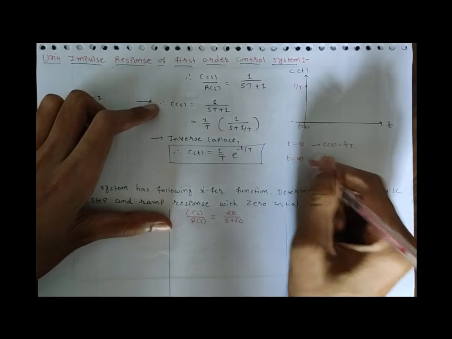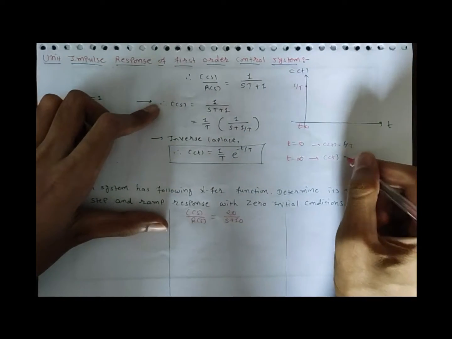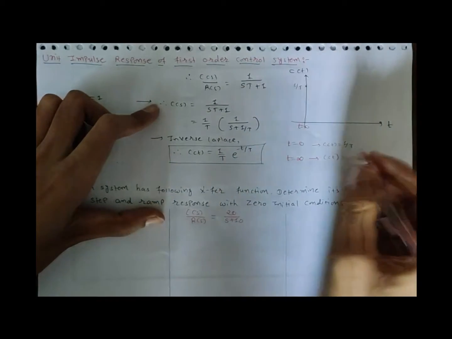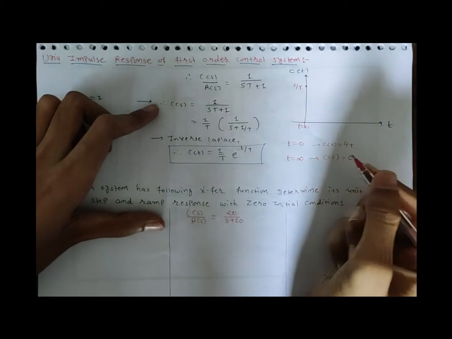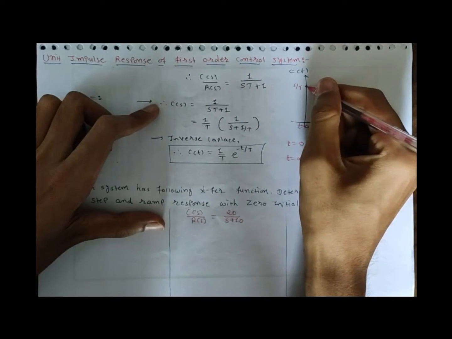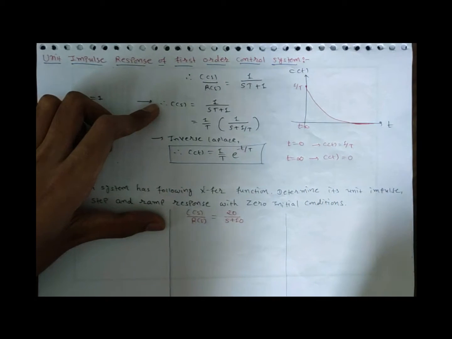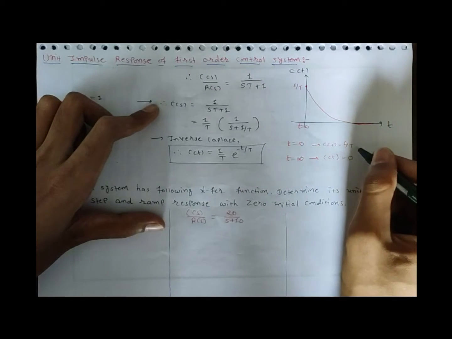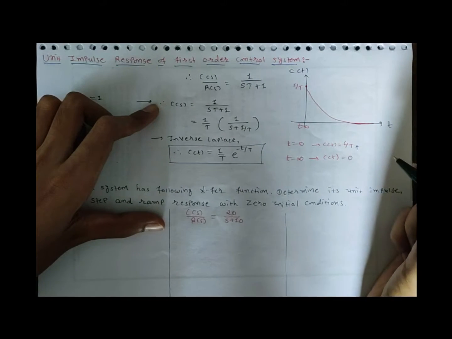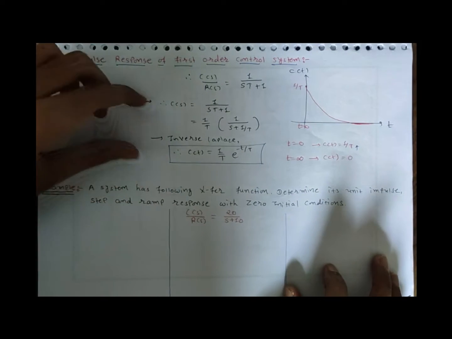For time t equal to infinity, e raised to minus infinity is 0, so 1 upon T multiplied by 0 is 0. In the same way you can find the values for t equal to 1 second, 2 seconds, 3 seconds, and so on, and you will get this kind of response. This is the unit impulse response of a first order control system. As the time constant T changes, the behavior of the system improves.